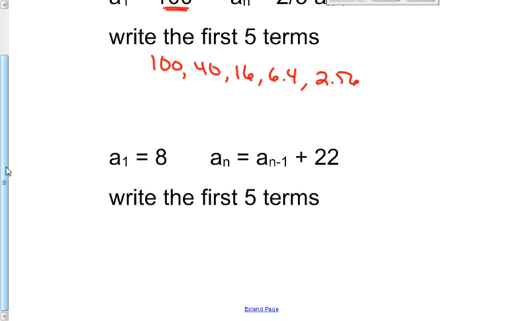My first term, a sub 1 equals 8. My next term, a sub n, will be found by taking the previous answer and adding 22. Write the first 5 terms. Well, we know it's going to be 8, comma, 8 plus 22, then take that number plus 22, and so on. Let's go back to our calculator.